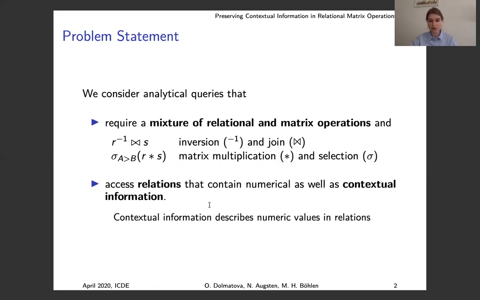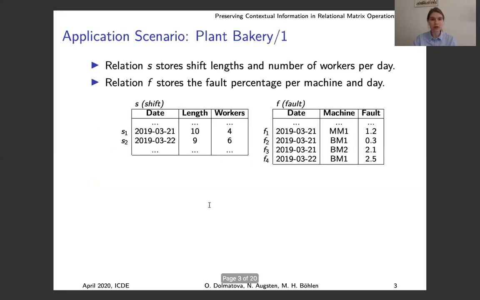Let's proceed with the application scenario. The example relations store information about a plant bakery, and relation shift records information about shifts. For example, tuple S1 states that on March 21st, 2019, 4 workers were working a 10-hour shift. Relation fault stores the scrap percentage of different machines. For example, tuple F1 states that on the same day, the scrap of mixing machine MM1 was 1.2%.